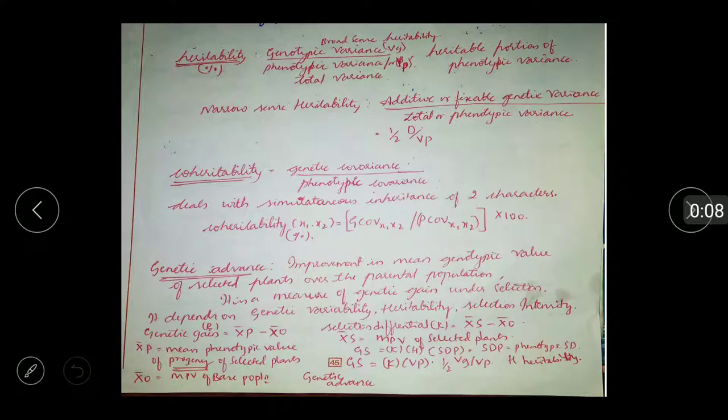Heritability is expressed in percentage, and it is the ratio of genetic variance to the phenotypic variance, or total variance. That is broad sense heritability. Heritability has two types: broad sense and narrow sense. Narrow sense heritability is the ratio of additive or fixable genetic variance to the total phenotypic variance, and the formula is given by half D by VP, where VP is the phenotypic variance.